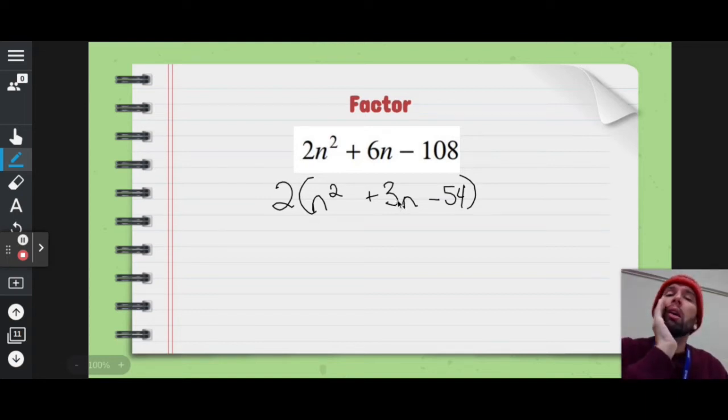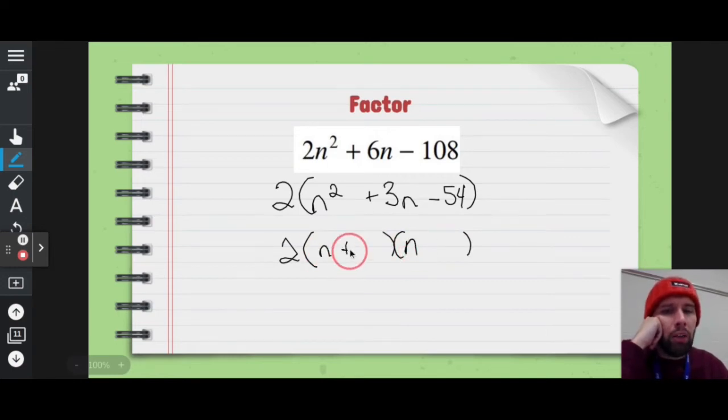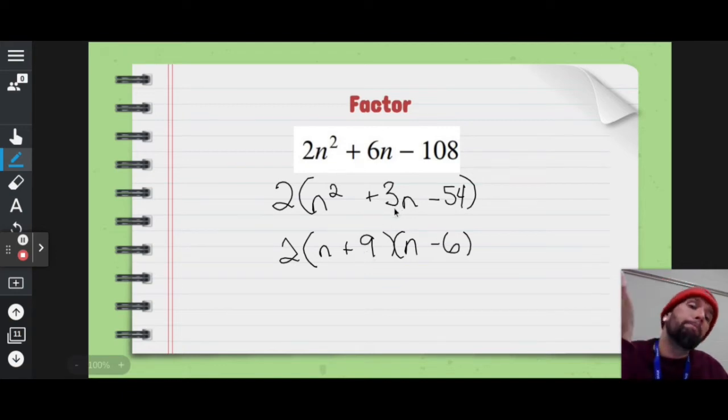Yes, you can. I need to come up with two numbers whose sum, add, is 3 and whose product is negative 54. I do know that 6 and 9 multiply out to 54. And since this is negative, I'm going to need a positive and a negative. And 9 minus 6 is 3. I just got it. So the 2 is still out there, but these do factor out further. If I have a positive 9 and a negative 6, they multiply out to negative 54, and they add up to 3. So I factored twice in this one. Dos factoring.